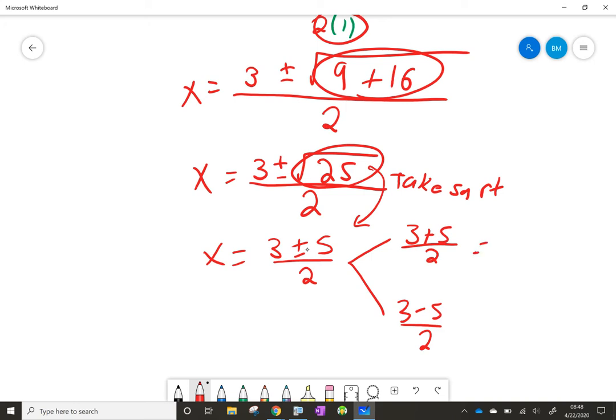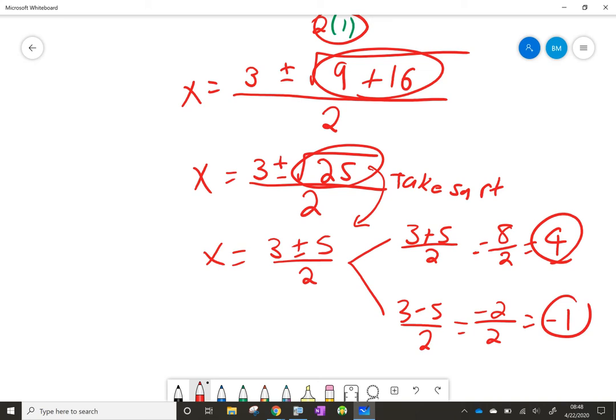So 3 plus 5 will be 8. So that'll be 8 over 2, which ends up being 4. So we have one answer. And then the bottom part, 3 minus 5 ends up to be negative 2 over 2 still, and that ends up being negative 1. So our two x-intercepts would be at 4 and negative 1, or the two answers, the two roots, at 4 and negative 1.